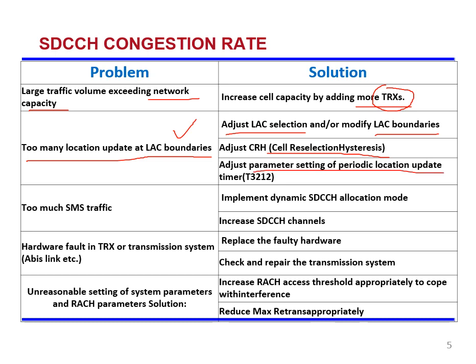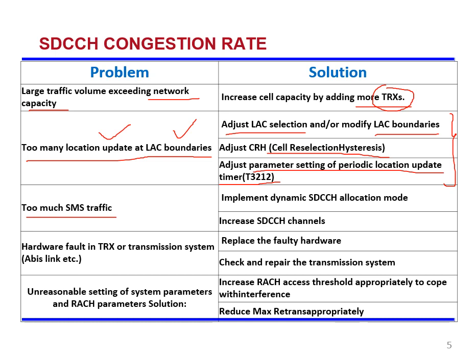And we can also adjust the parameter setting of the periodic location update timer. So there will be a timer. These are the different options, the different trials you can make in order to reduce the number of LUs at the LAC boundaries. Depending on the context, depending on the case, you can adopt different solutions. So you have to adjust the periodic location update timer T3212. Periodically, as I said, LU will be happening, and that can be reduced.